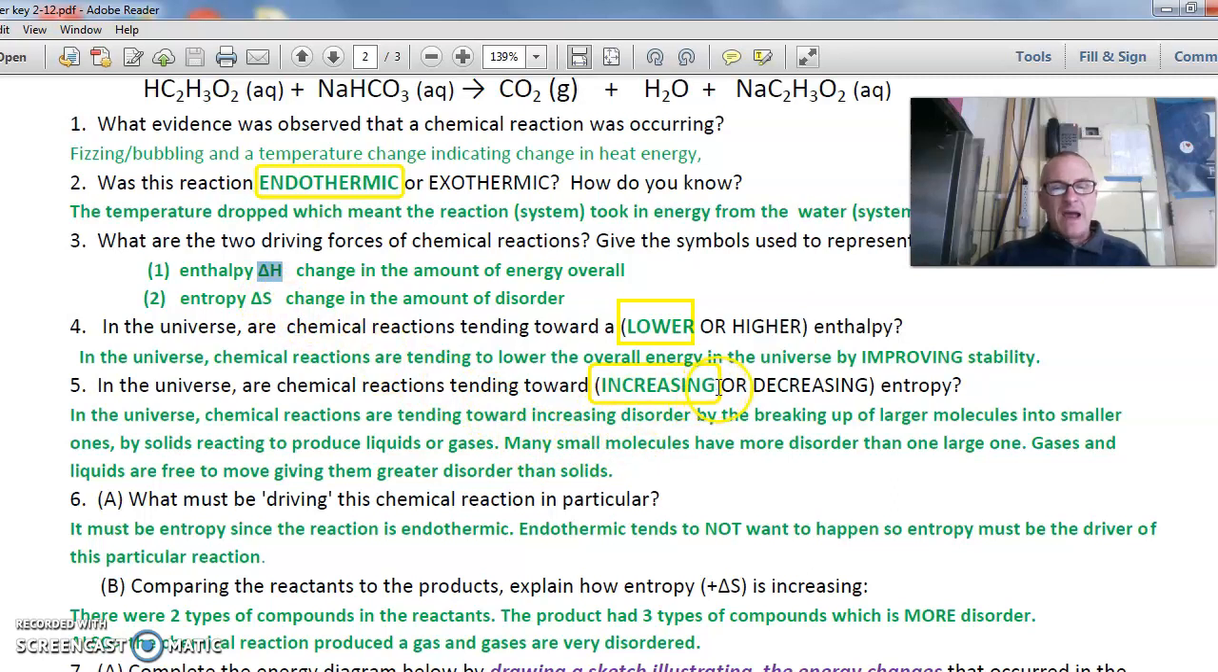What do we mean by an increasing entropy or increasing disorder? We mean that large molecules are being broken apart into smaller molecules. We mean that solids are forming liquids or gases. Disorder means that they're free to move around. A big thing breaking up into a lot of small things is greater disorder. Gases and liquids can move around wherever they want. That's greater disorder than a solid.